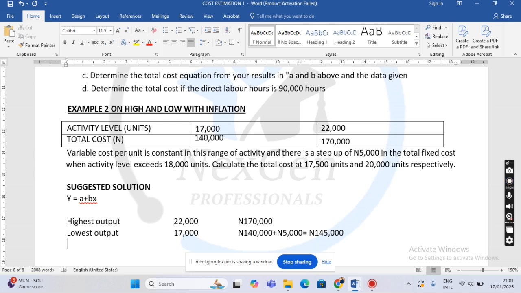Class, before I continue to calculate the variable cost per unit, which is B, please unmute your mic and ask your question, because you need to ask questions. It is very important to do that. Ask your question before we continue.